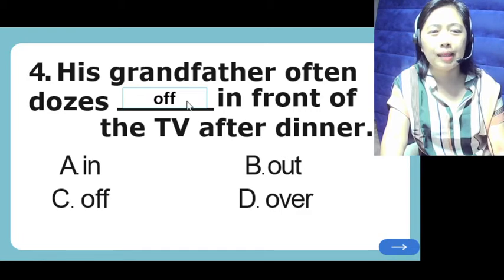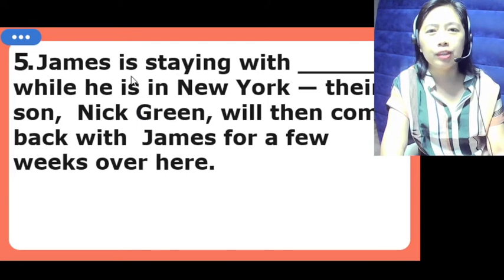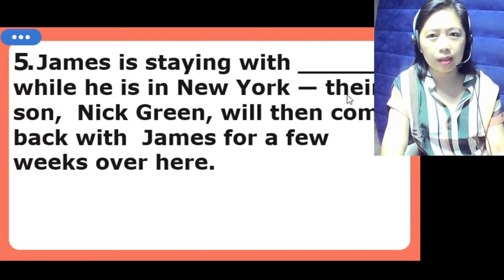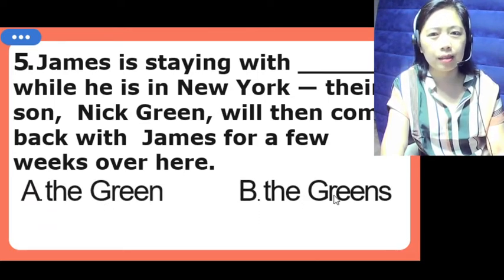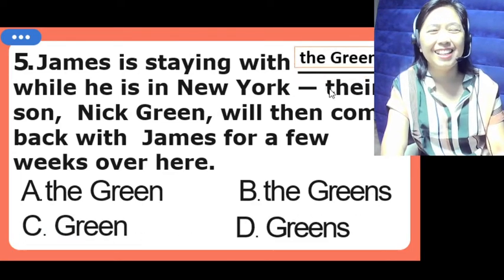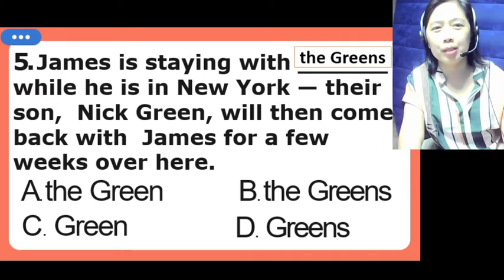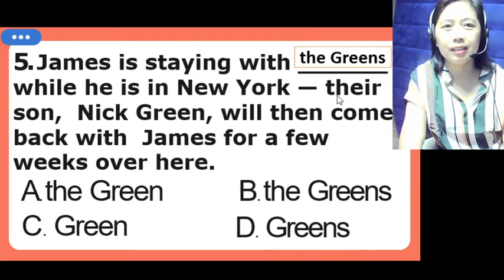Okay, now let's have our fifth question here. James is staying with blank while he is in New York. Their son, Nick Green, will then come back with James for a few weeks over here. Choices: the Green, the Greens, Green, Greens. So the correct answer here is the Greens.